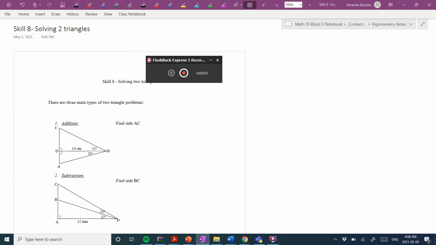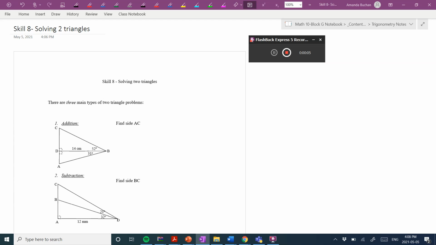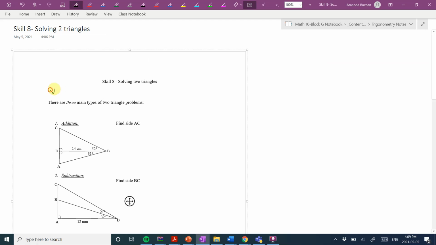So for the last part of our trigonometry unit, we're going to be looking at solving some more complex problems. These are going to involve more than one triangle where we might be missing a piece of information. So we're going to be looking at scenarios with more than one triangle, and we're missing some of the information.